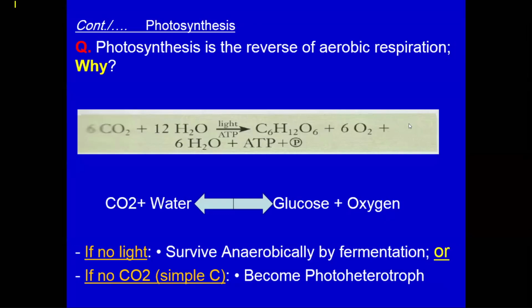If no CO2, they become photoheterotroph. Photo means light, hetero means they use organic material as a source of carbon.